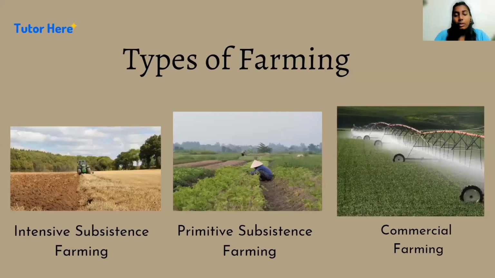Now we will be looking at the types of farming. The cultivation methods depend upon the characteristics of the physical environment, technological know-how, and socio-cultural practices. Farming varies from the subsistence to commercial type. In different parts of India, the following farming systems are practiced: primitive subsistence farming, intensive subsistence farming, and commercial agriculture.